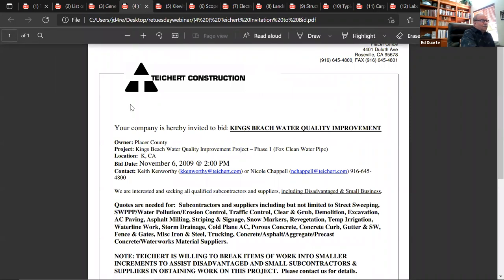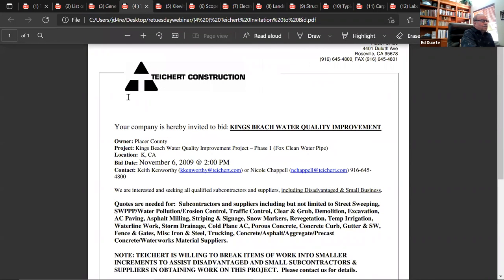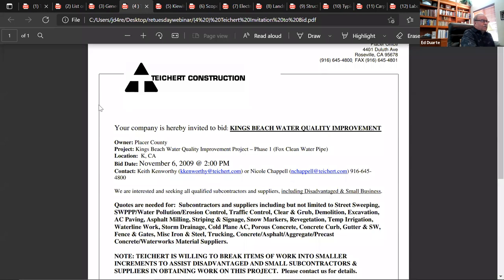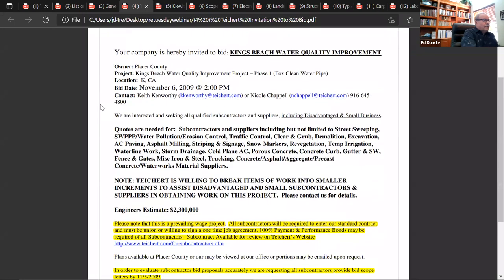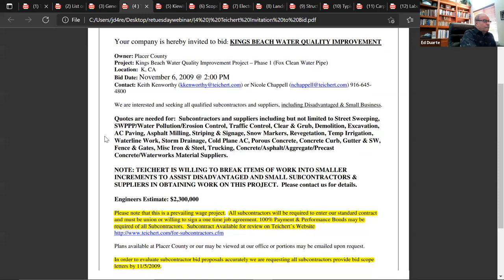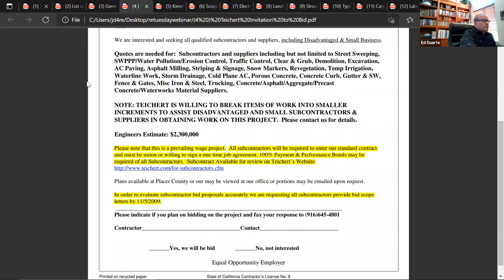Here's a typical invitation to bid. This happens to be a large general engineering contractor out of Sacramento, California. They do a lot of Caltrans work, and I include this because it has some interesting language. This goes out as an email. It goes out on the trade newspapers, and hopefully all the subcontractors see it and respond accordingly. Okay, we are interested in seeking all qualified subs and suppliers, including DBEs.